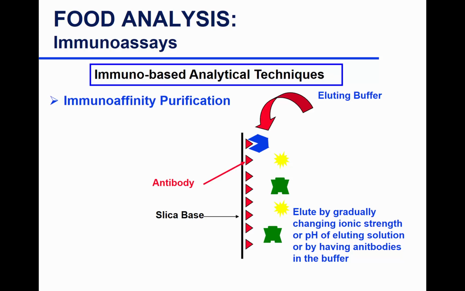Another form of immunoassay is actually immunoaffinity chromatography, where it's used for purification. You can use it to concentrate a certain antigen, or you can use it to isolate antibodies from a mixture, or isolate a specific antibody from a mixture, so you can produce monoclonal antibodies for higher specificity in the assay.